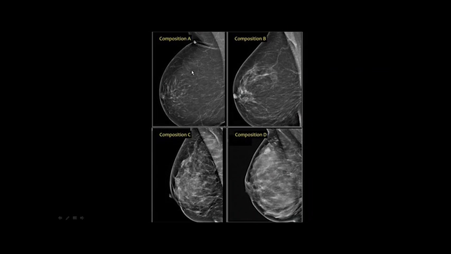So here's examples of A, B, C, and D. In the new BI-RADS, they don't want you to use percentages per se, as we used to use like 0%, 25%, 50%, 75%, and over. They don't want you to use percentages anymore. They want these different categories to be able to differentiate fatty to a little bit of fatty, to dense to extremely dense. So these are the categories A, B, C, and D.